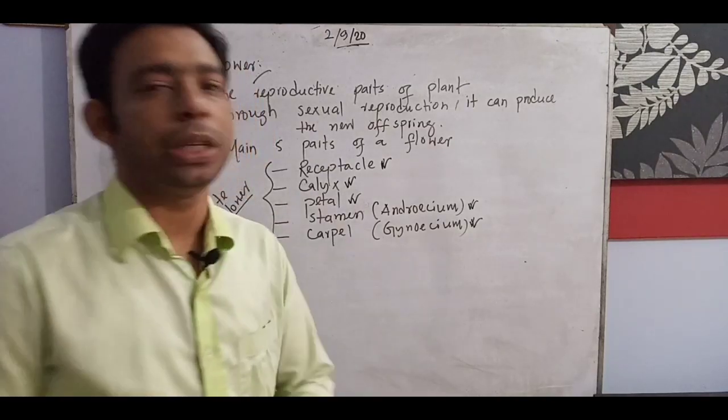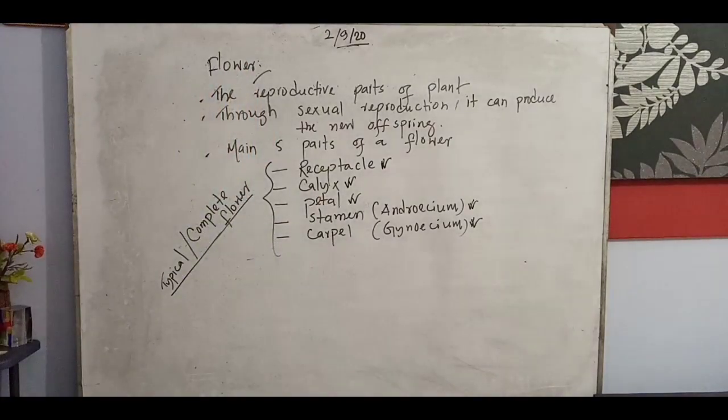If any of these parts has a shortage in a flower, it is not known as the complete flower. That is called the incomplete flower. That means the flower that has all the main five parts is called the typical or complete flower, and when any of those main parts is absent in the flower, at that time we can say this is the incomplete flower.